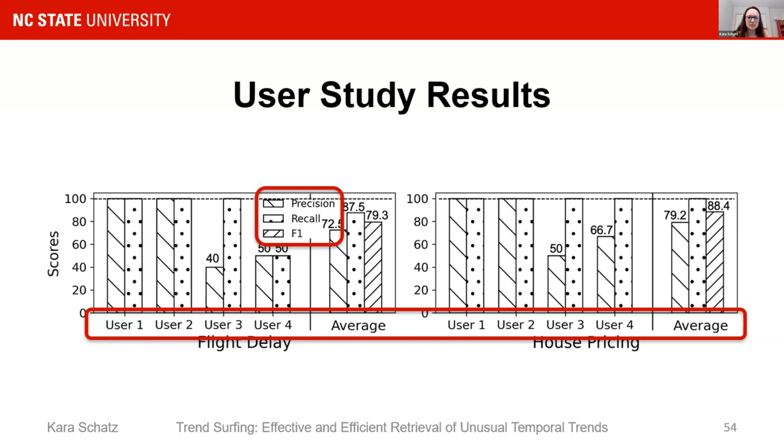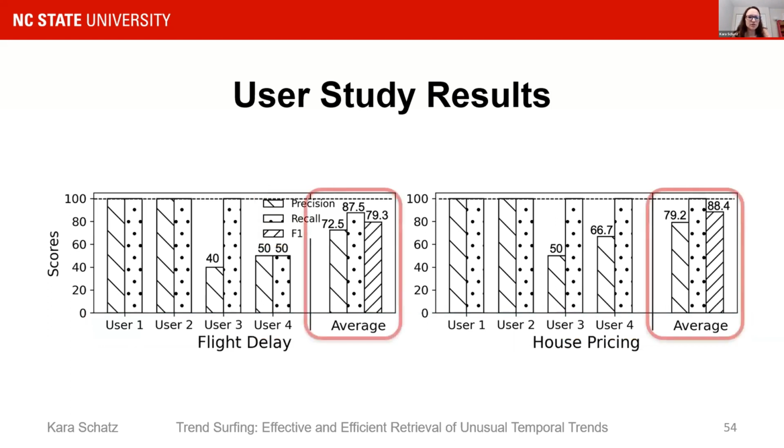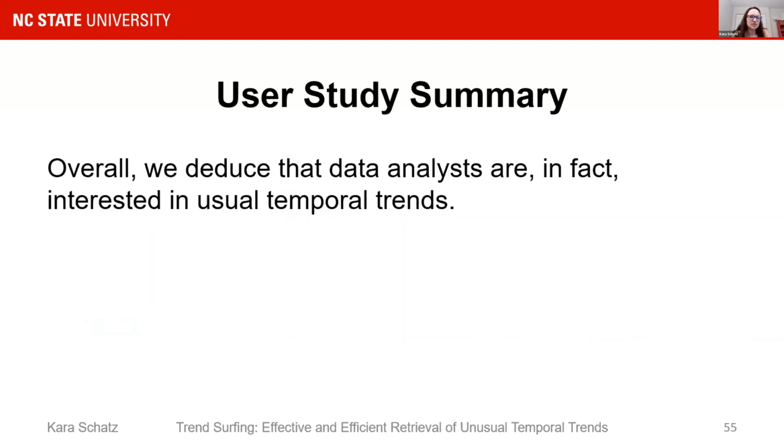Although for some cases, the precision and recall scores for individual users were low, the average precision and recall are quite high, and so are the F1 scores. So this suggests that users do find unusual temporal trends to be of interest. So we've deduced that data analysts are in fact interested in unusual temporal trends, and therefore the trends that would be output by our approach would be useful to data analysts.